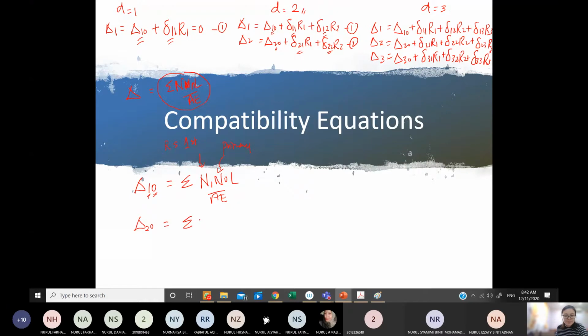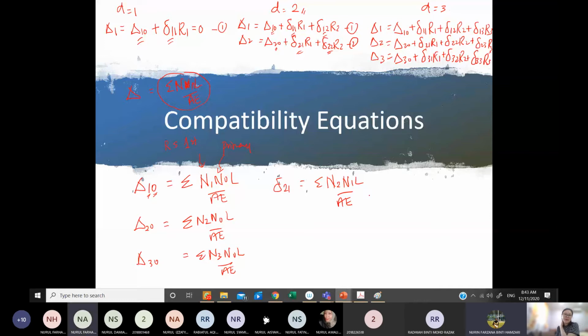Summation n2, n naught, L over AE. Thank you. Delta 2 naught, summation n3, n naught, L over AE. Thank you. How about let's try delta 2 1. Summation n2, n1, right?